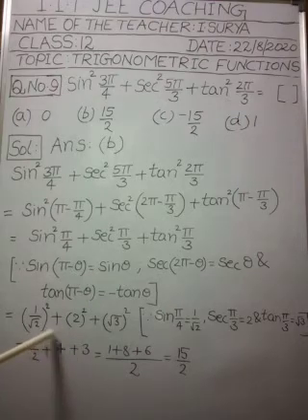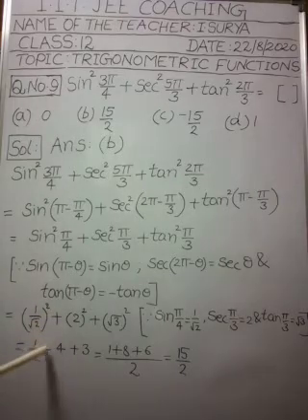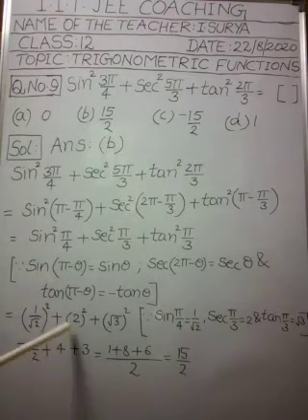Right. Now we simplify these three terms one by one. 1 by root 2 whole square. What will you get here? 1 by 2 only. Plus 2 square.